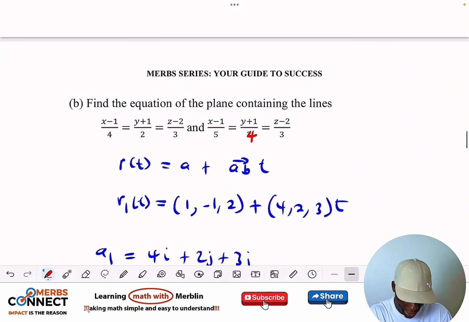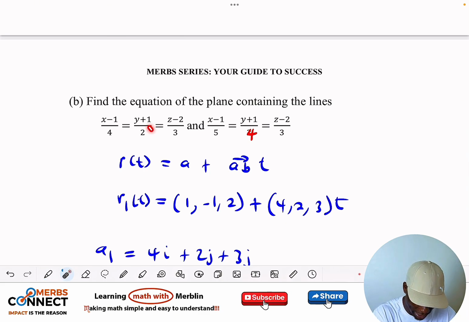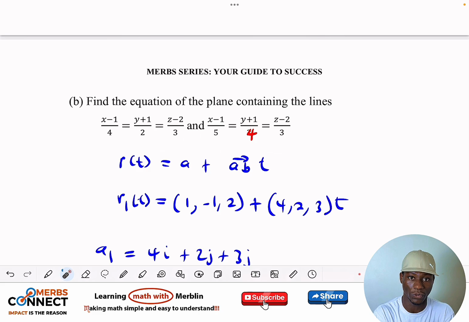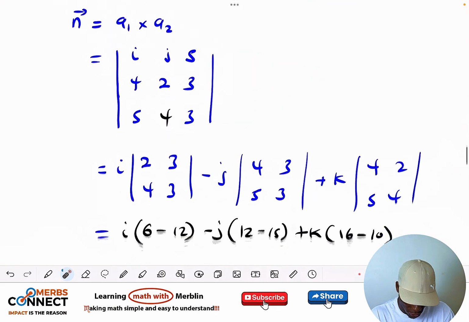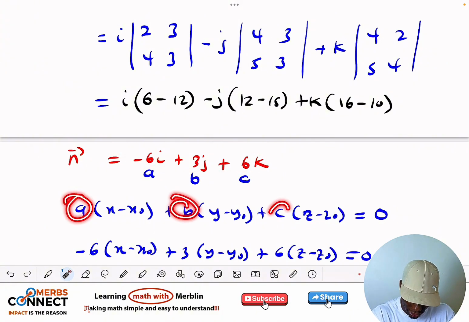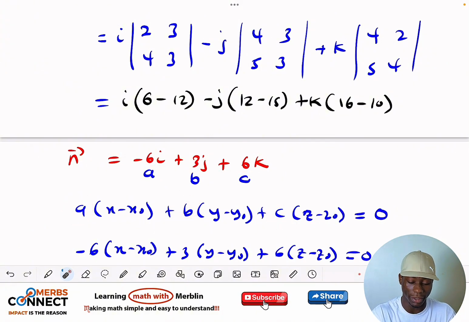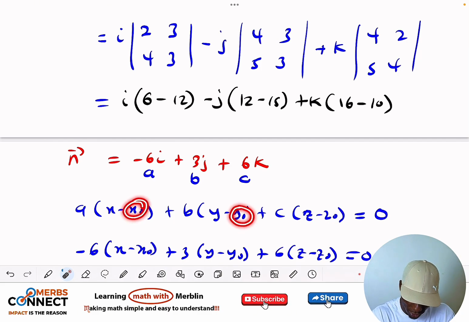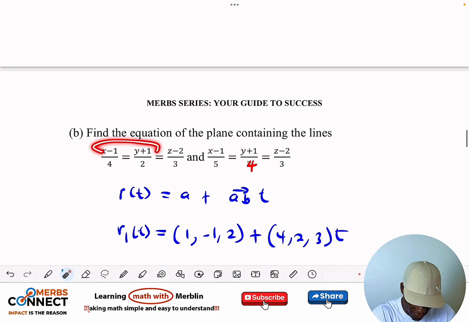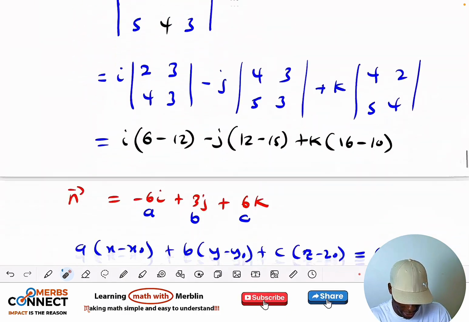So let me just go over this one again. Now this becomes the directional vectors that we are going to cross to find the normal vector. Now the normal vector, when you find it, the components are the coefficients of the equation of the plane, right? And the x0, y0, and z0 are the position vectors of this function here. So pay attention to that one.